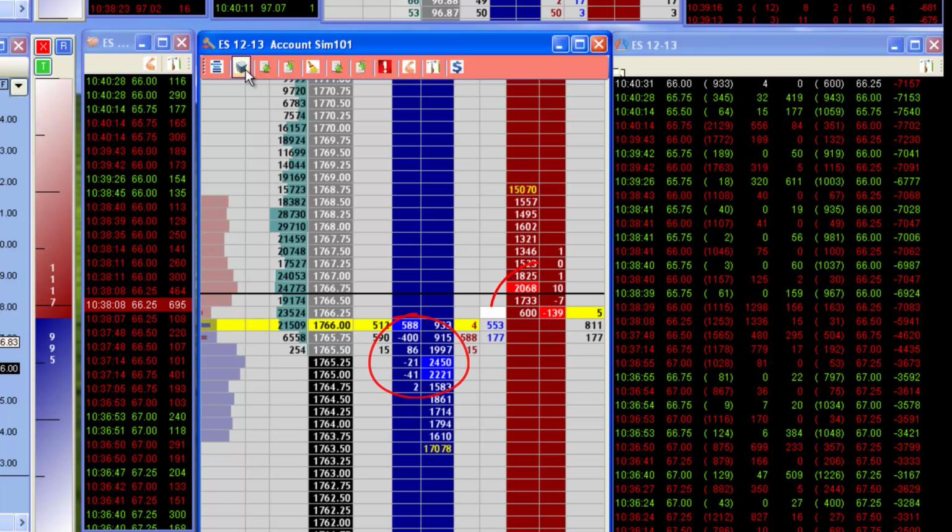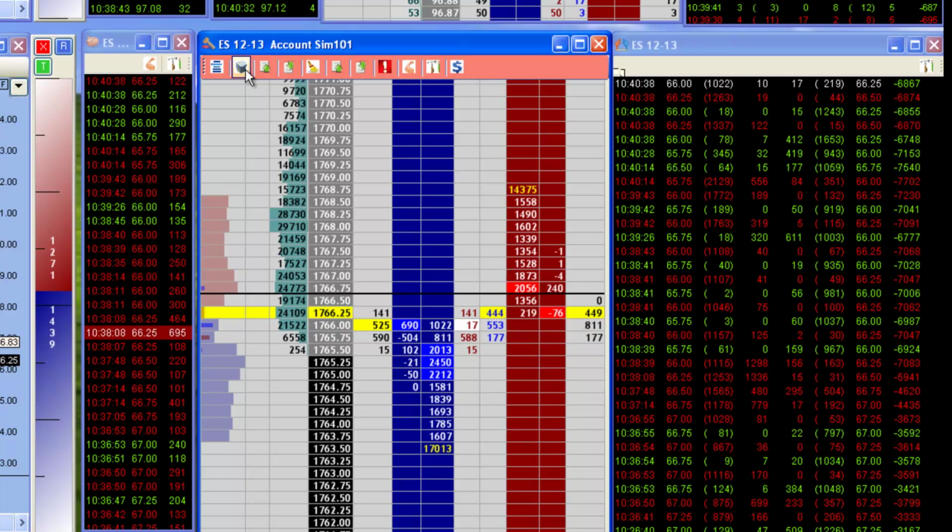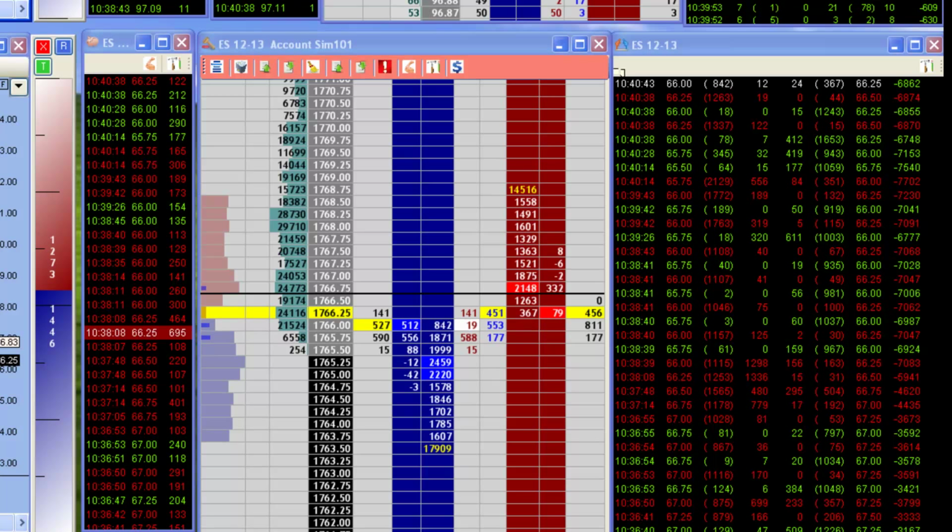But what you also see is weakness on the offer side as well. You see offers being pulled. You don't see a lot of hitting the bid anymore. Sellers just seem to have dried up. Here they show up a little bit. The buyers have started to come in. In a second here, we're going to see an iceberg going the other way.